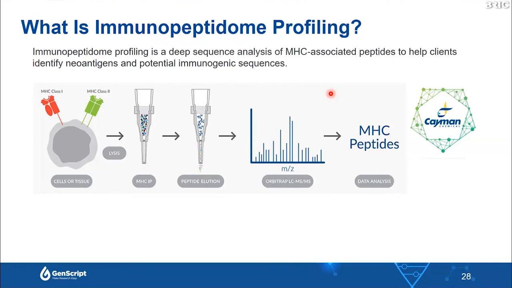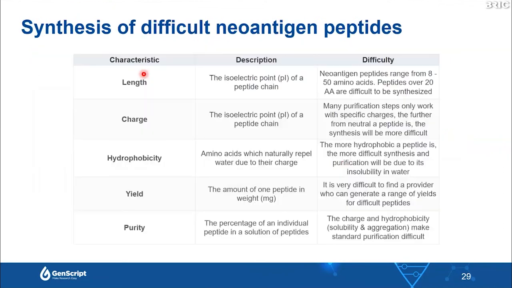So what we typically do is we lyse the cells or tissues collected from tumors, and then we perform an MHC immunoprecipitation to collect these peptides that are bound to MHC class 1 and class 2 molecules. Upon that, we will run an LC-MS to identify the MHC peptides. And after that, we can generate such neoantigen peptides or peptide libraries for the client to work on their cellular assay.